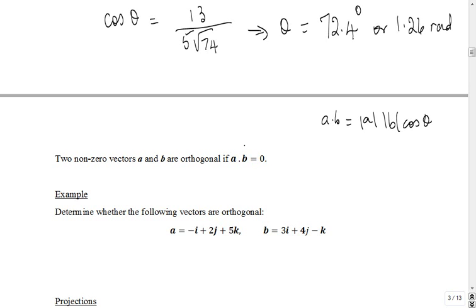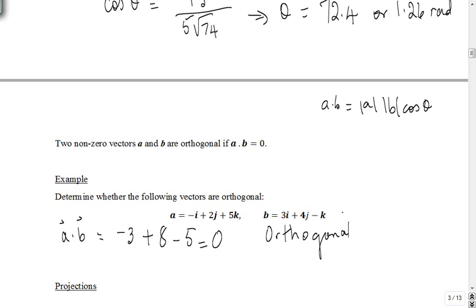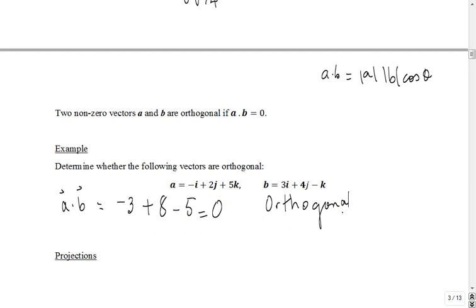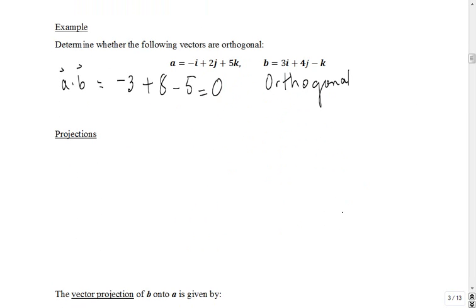So let's determine whether the following vectors are orthogonal. All we need to do is to see what A dot B is going to be. So A dot B is going to be negative 3 plus 8 minus 5, which is 0. So they are orthogonal. Okay. Let's go to projections. Here we're going to look at vector projections and scalar projections, also known as component.